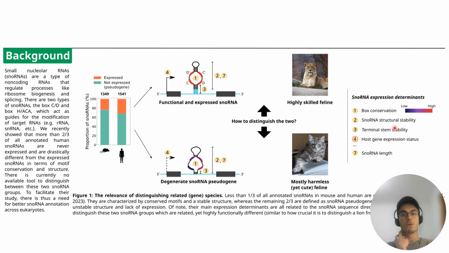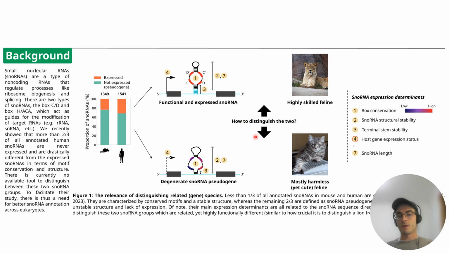Second big feature was that these snoRNAs were a lot more stable in terms of structure compared to these ones. And the third one was that there was this structure here called the terminal stem that was way longer and also way more stable in expressed snoRNAs compared to snoRNA pseudogenes.